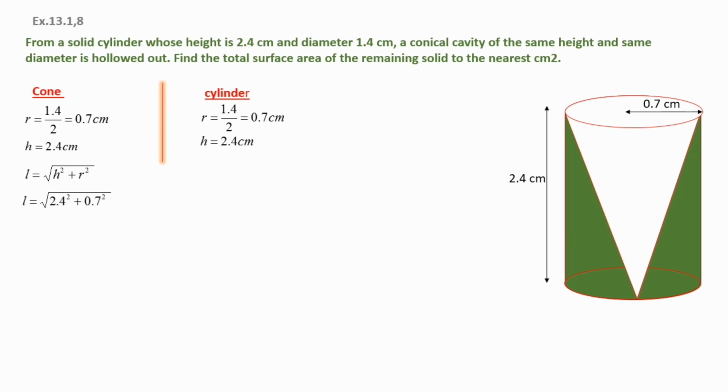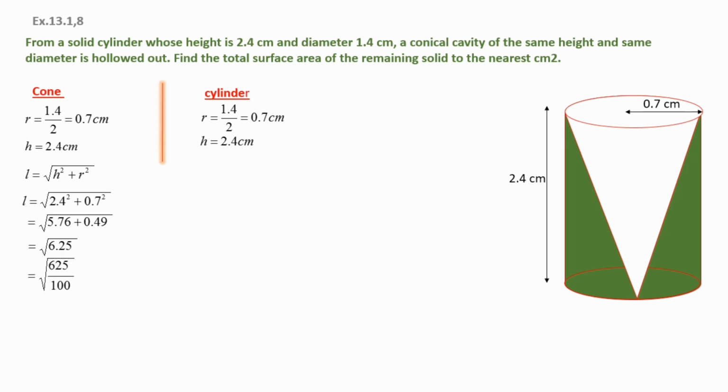So let's calculate L. Root of 2.4 square plus 0.7 square. H is 2.4, R is 0.7. That is equal to root of 2.4 square is 5.76, plus 0.7 square is 0.49. When we add, we will get root of 6.25. Here directly you can write the answer as 2.5, or else you can go for a little more calculation. That is easy, I feel.